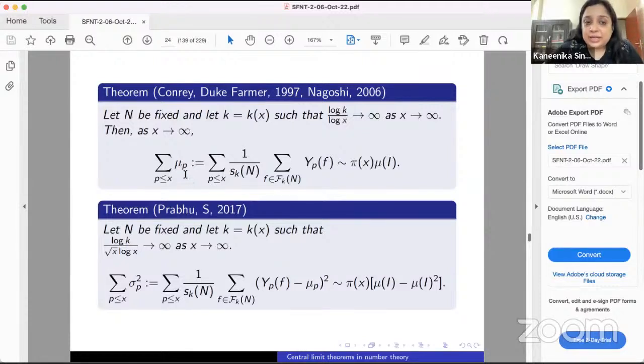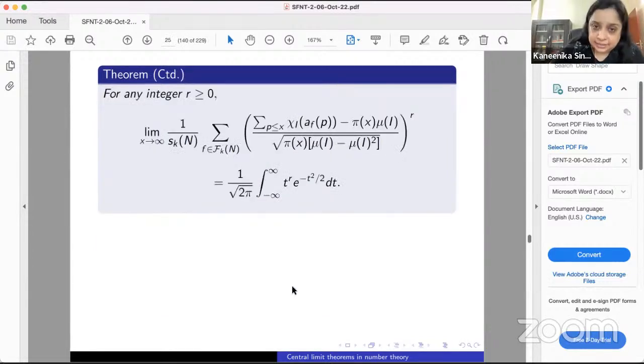And then you can ask questions about variances. Fortunately, if you are summing over primes, as long as your families are growing fast enough, you can find asymptotics for the variance of sums of the random variables Y sub p. So this turns out to be asymptotic to pi of x times mu of I minus the square of mu of I. This is joint work with my former PhD student, Neha Prabhu. And then you can also ask questions about higher moments. So we did that as well.